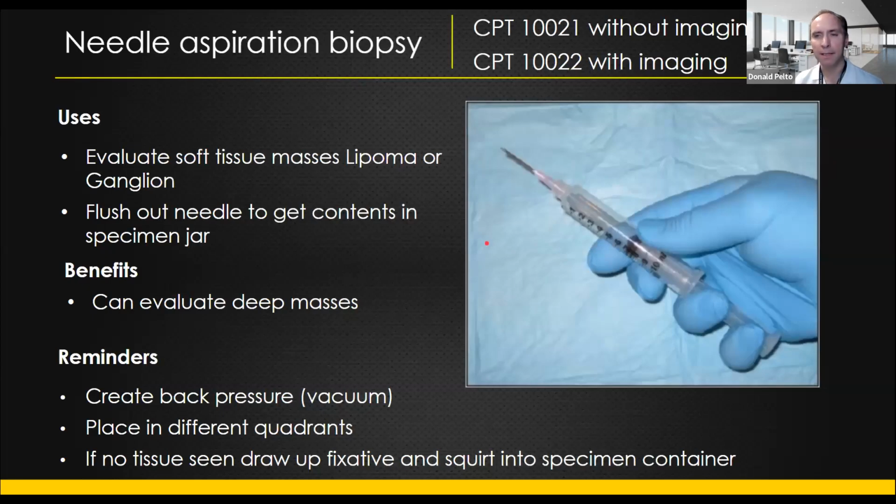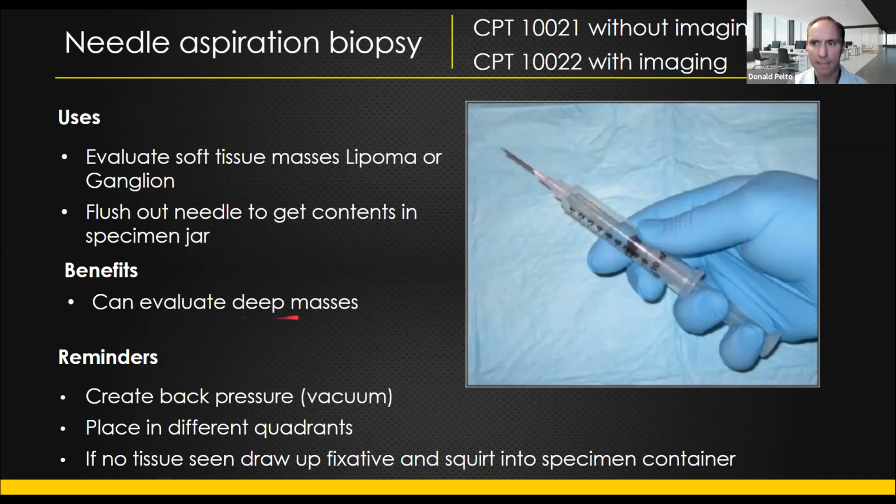Needle aspiration, probably the least common. Here are the codes with and without imaging, and all these have the codes. You can go back and look at the codes. Use it for like a lipoma or a ganglion, and you try to aspirate things. Let's say you try to aspirate for a ganglion and you can't get any of the liquid out of it. You can still send that. So you flush it out. You flush it out with the formaldehyde from one of the other containers.